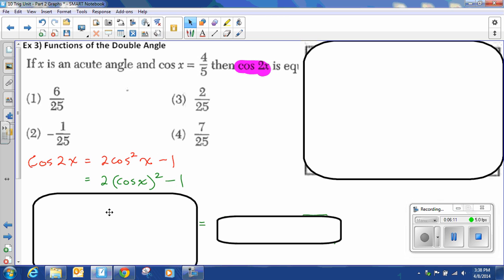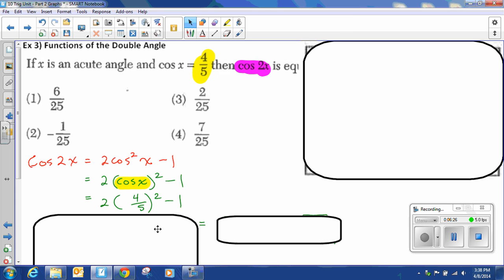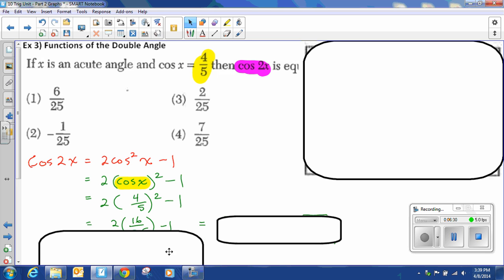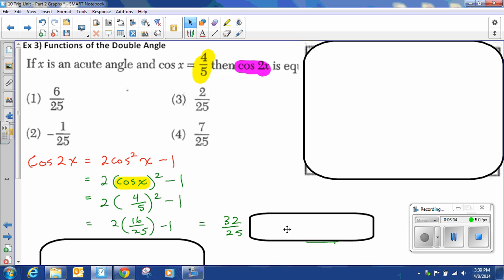So, cosine squared x is really cosine of x in parentheses, all squared. Now we know what cosine of x is. It's given to us as 4/5. So we're going to go ahead and substitute that into there. So we have to square 4/5. Well, what's 4/5 times 4/5? It's 16/25. And we multiply that times 2.